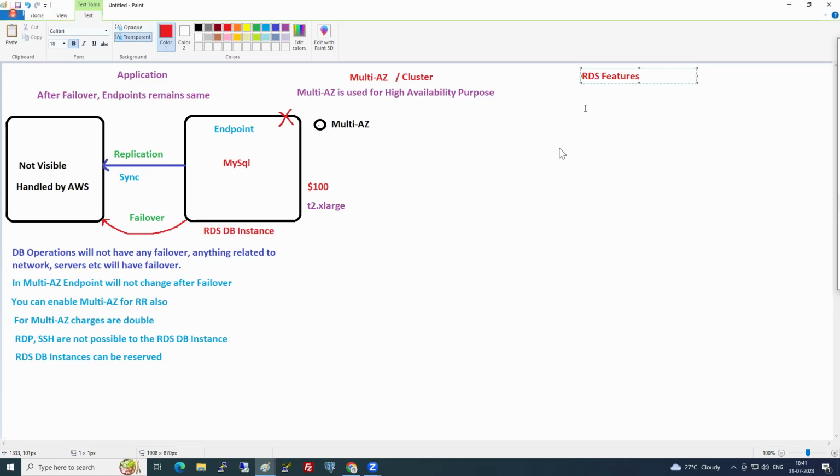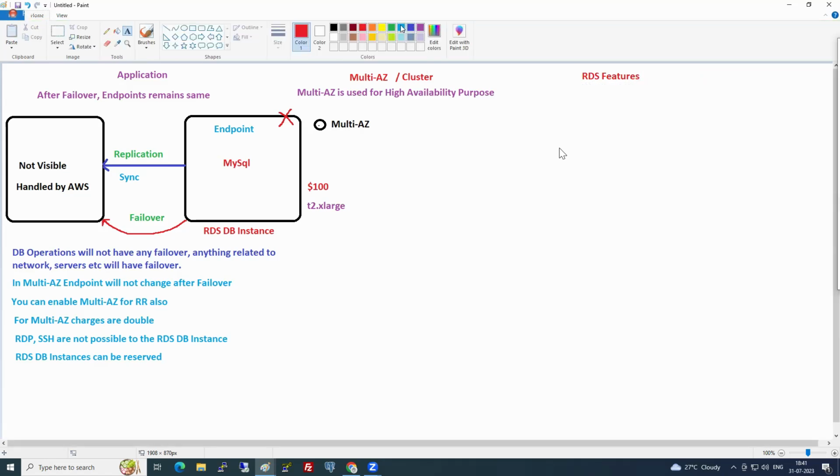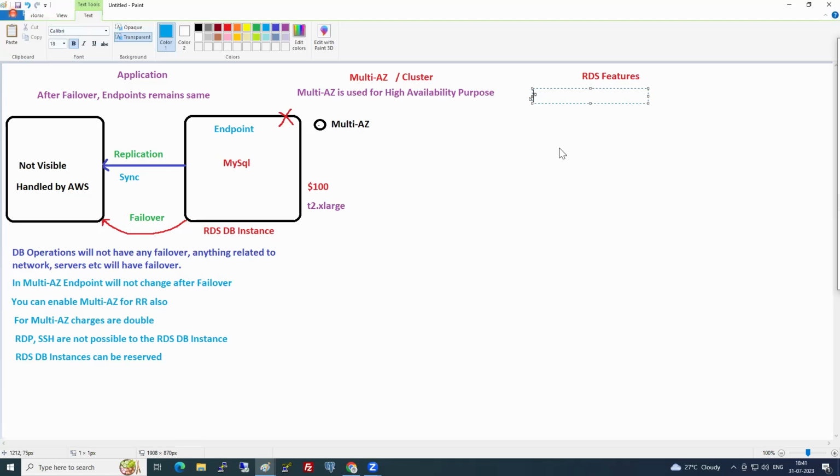RDS features. When we talk about databases, the first thing we should be careful about is the backups. Correct? Database meaning we need to take care of the backups. So here backups are called snapshots. In RDS, we call backups snapshots. Now you have the entire engine. You are taking the backup of the entire engine. The entire backup of the engine is called the snapshot.